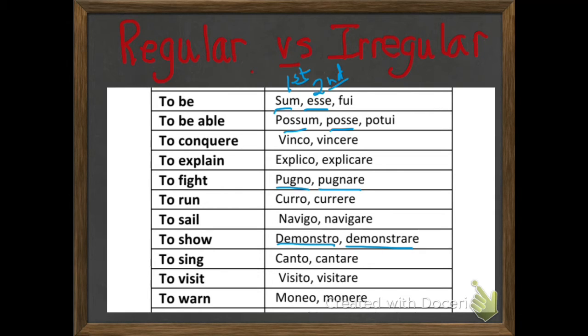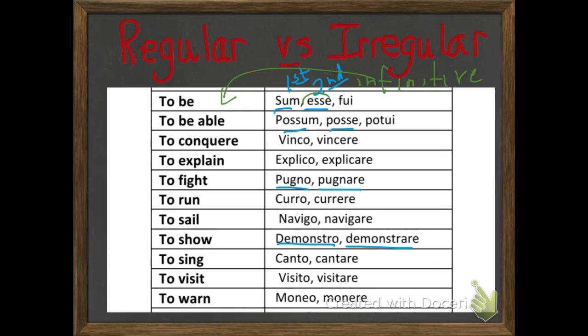To determine whether the verb is regular or irregular, we need to look at the second principal part. The second principal part is also called the infinitive. The translation that you are provided for the verb is the translation of the infinitive, or the second principal part.